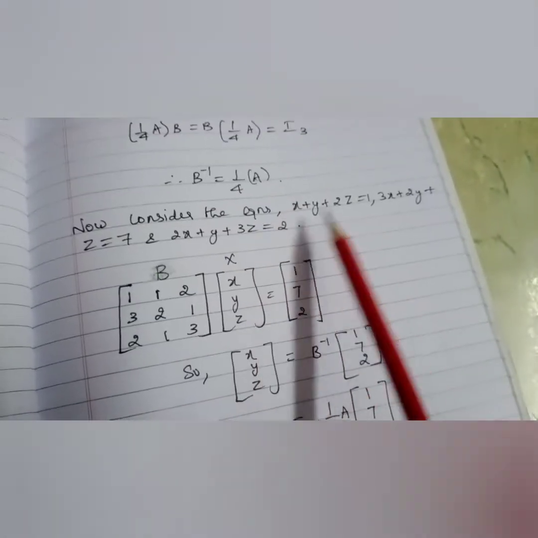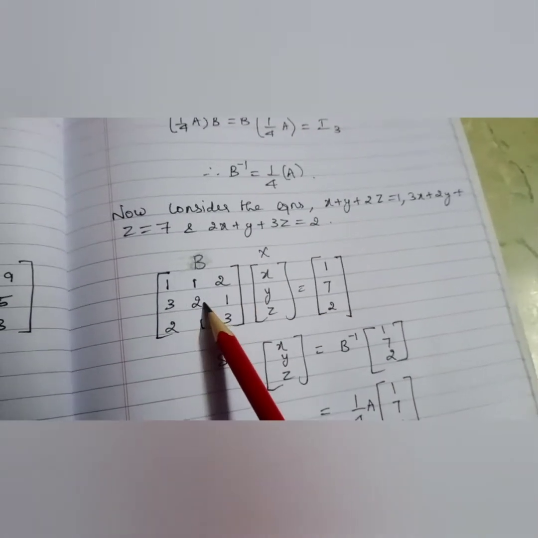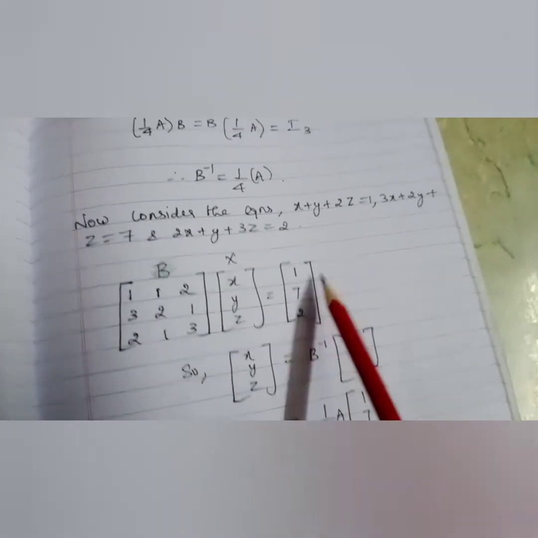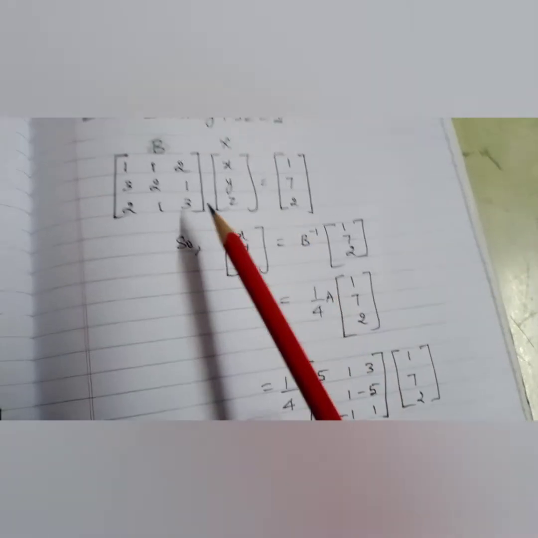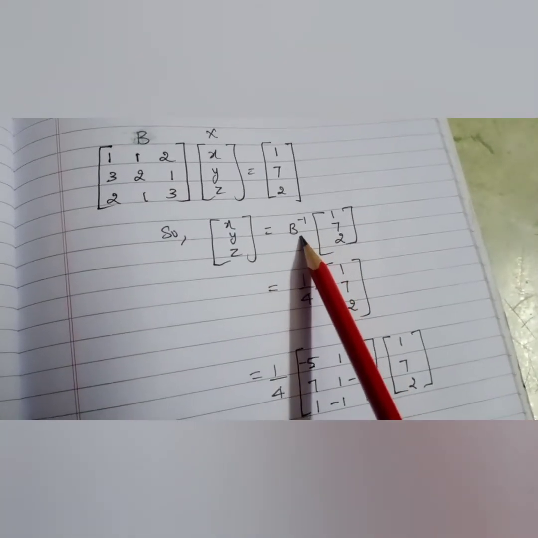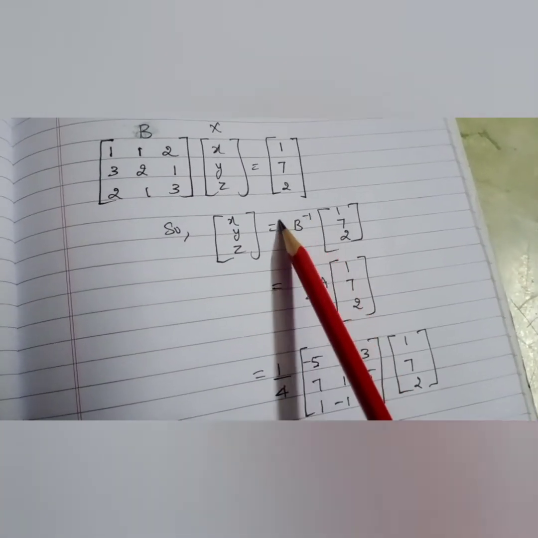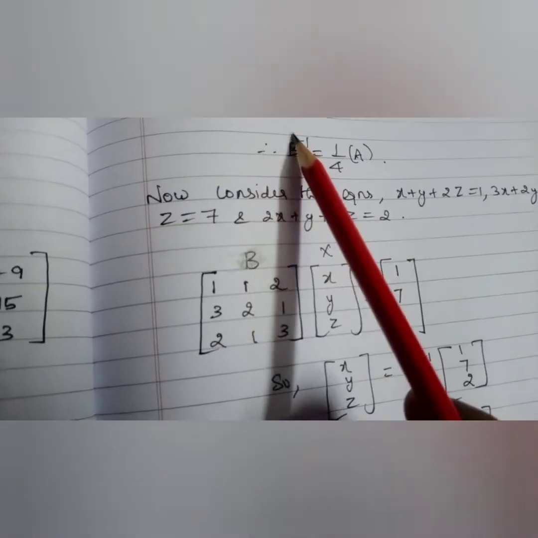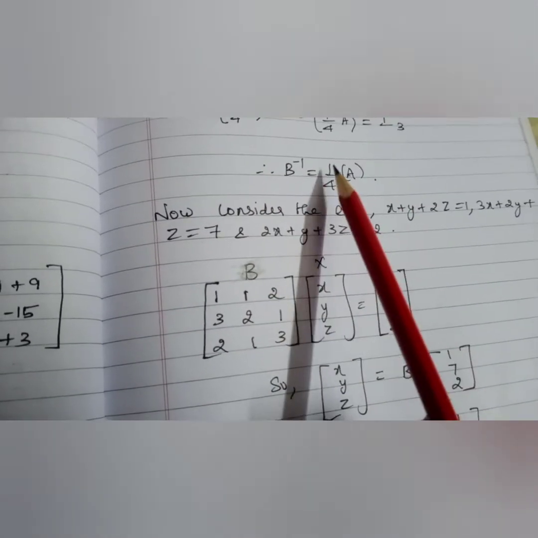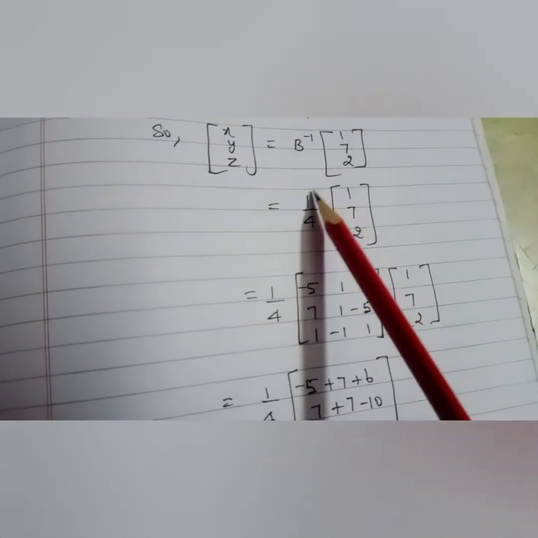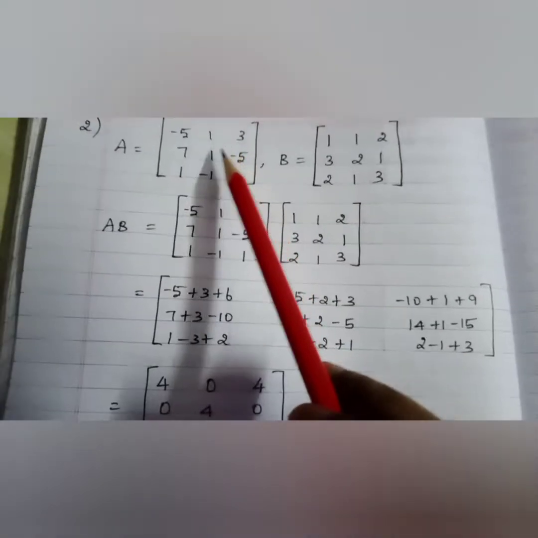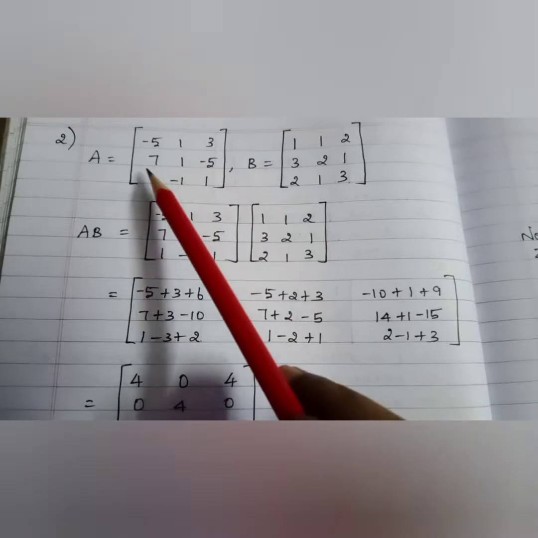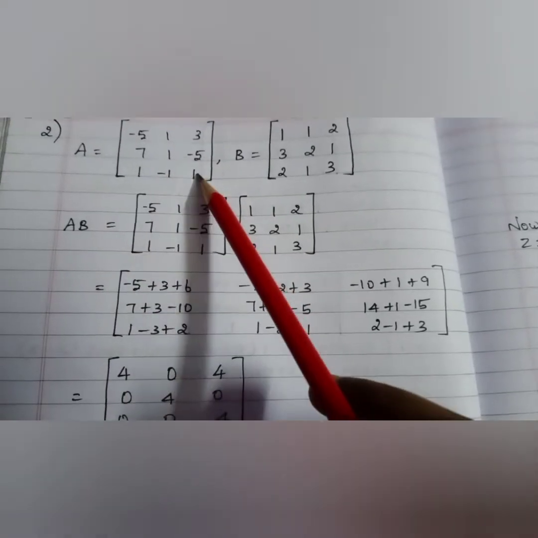Now we will consider the equations. We will write the matrix B into X is equal to the right hand side elements, that is 1, 7 and 2. We have written it here. And we know that X, Y, Z is equal to this B inverse times the right hand side, since when B goes to the other side it becomes B inverse. Now in the place of B inverse, we will write 1 by 4 into A. What is your A here? Write the matrix A: minus 5, 1, 3, 7, 1, minus 5, 1, minus 1 and 1.